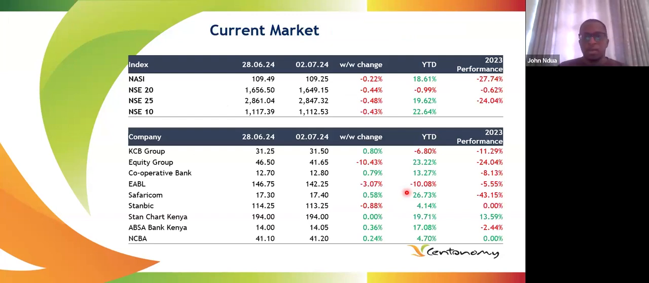So earlier on, we spoke about the risk factors about investing in stocks. And those risk factors, I can speak to them, but I can also show it. And this current table shows you the actual risk involved. If you look at 2023, you will see that it's mostly red. Red means that it's people losing money.